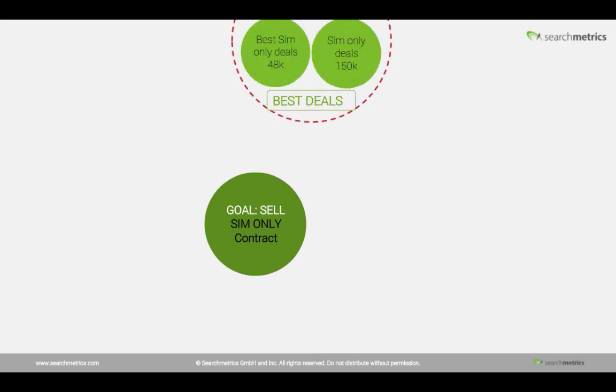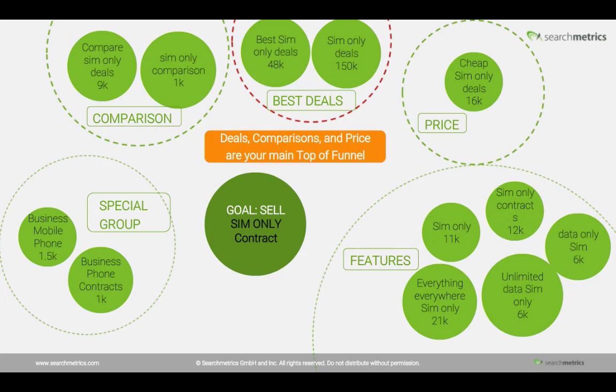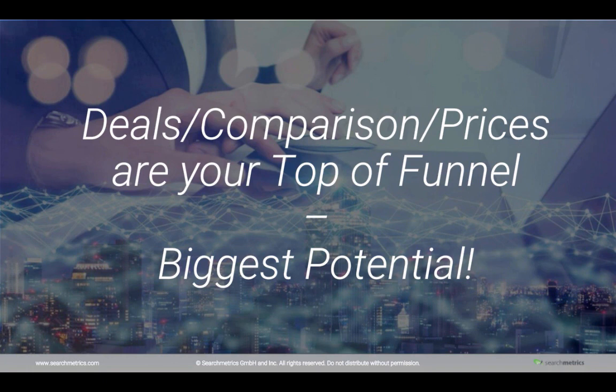So first focus on best deals, prices. Same case here: you have comparison, best deals, prices, and at a later stage people are also looking for features, for instance, and special groups. And just like mobile phones, these three, comparison, best deals, and prices, are your main top of funnel. Okay, so deals, comparison, prices are your top of funnel, and they actually have the biggest potential. Not many of those big mobile phone companies you analyzed actually cover them, right? They just give it away to magazines, forums, blogs, and so on.